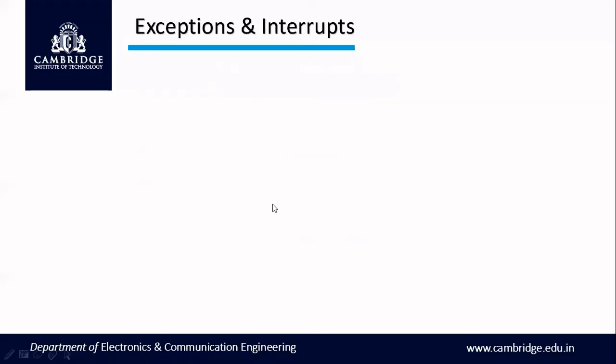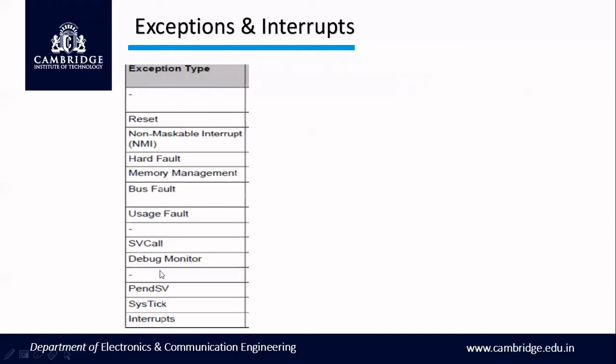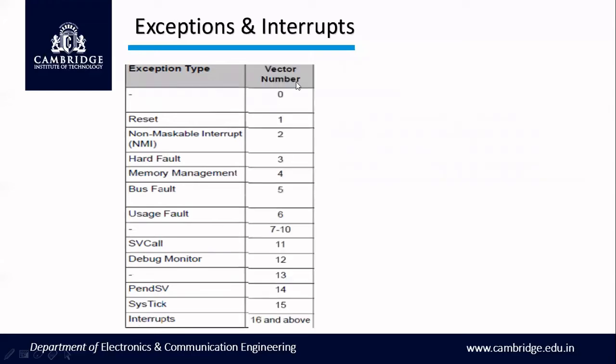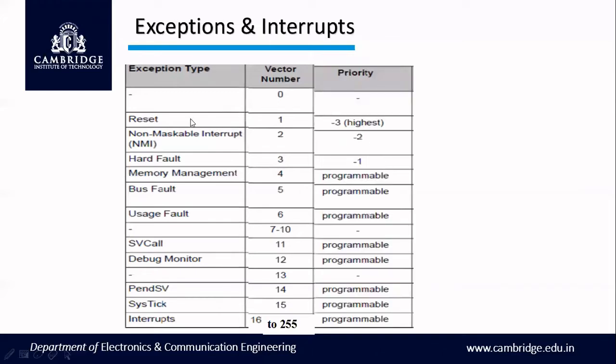Now let us see the vector table of these exceptions and interrupts. So these are the exception types which we just went through. Reset to system tick are exceptions, and then we have the external interrupts, the vector numbers. So reset starts from 1 and you have the interrupts from 16. It starts at 16 and it would go up till 255. So totally 0 to 255, you have 256 exceptions and interrupts. Coming to the priority, these three are assigned the priority and others are programmable.